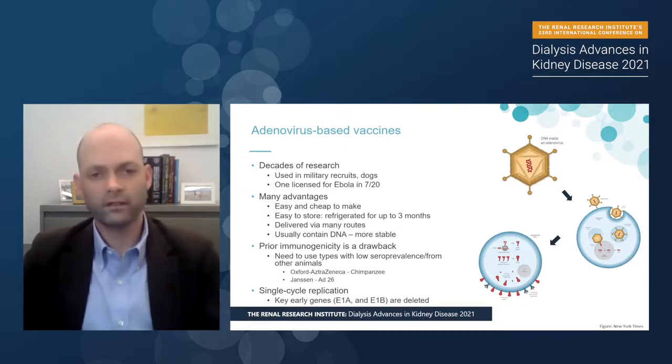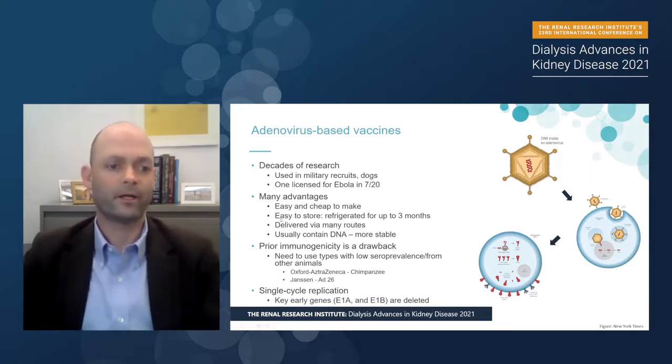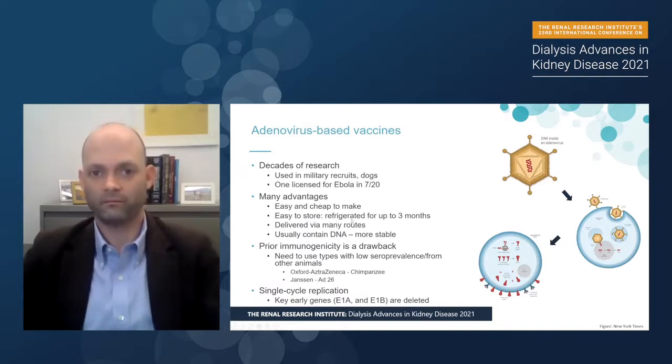There are many advantages to viral vector and adenovirus-based vaccines. They are very easy and cheap to make. They're easy to store. The adenovirus itself is quite stable, and all it needs is regular refrigeration for up to 3 months. They can be delivered via many routes, unlike mRNA vaccines, which need to be intramuscular. These can be intramuscular, but also subcutaneous, and can even be inhaled. So a lot of different groups are working on different technologies for these types of vaccines.